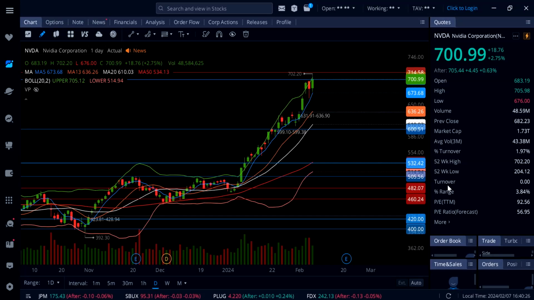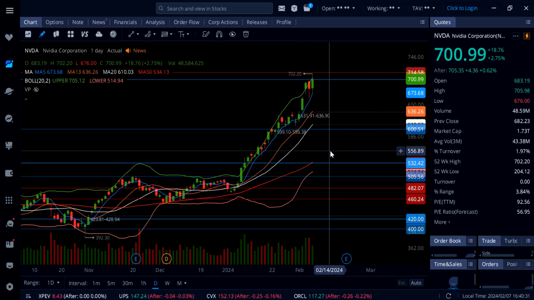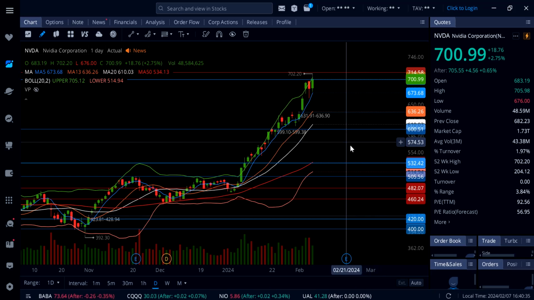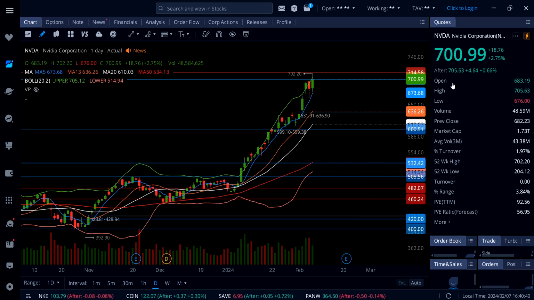On Nvidia stock, it's up 2.75%, and Nvidia was trading yesterday at 663 and now trading at 706, and that is Nvidia for you guys. Trading above 700, now trading at 706.